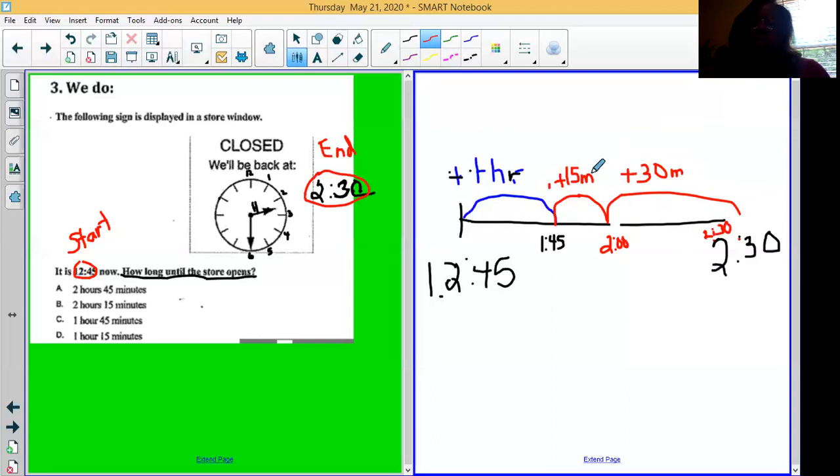But again, you could have broken this 30 minutes up, you didn't have to do 15 to 30, you could have done any combination to get you to 2:30. But I know you know that 1:45, 15 minutes later, put you at 2 o'clock, and 30 minutes later, put you at 2:30. So now we have 1 hour here, we have 15 minutes here, and we have 30 minutes here.